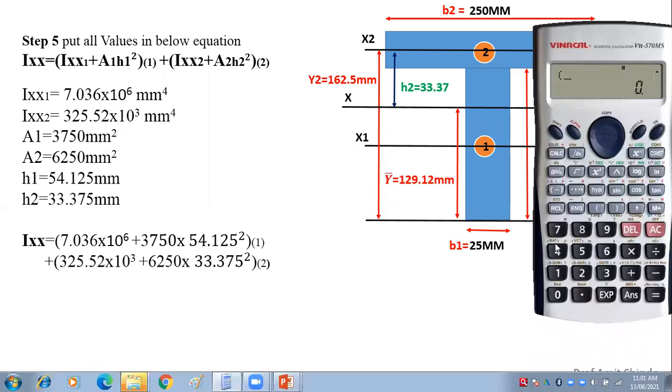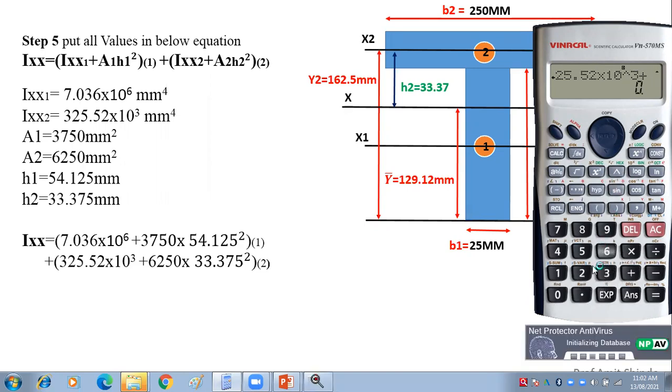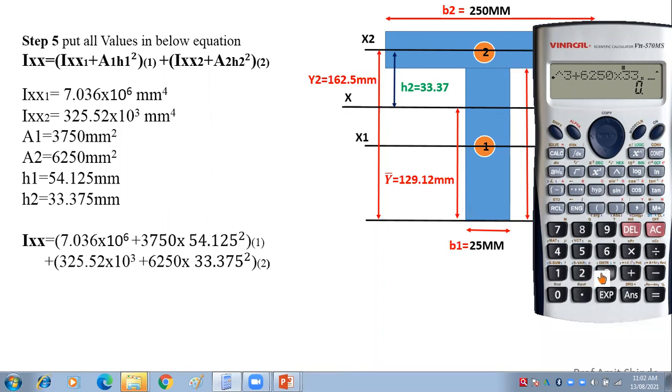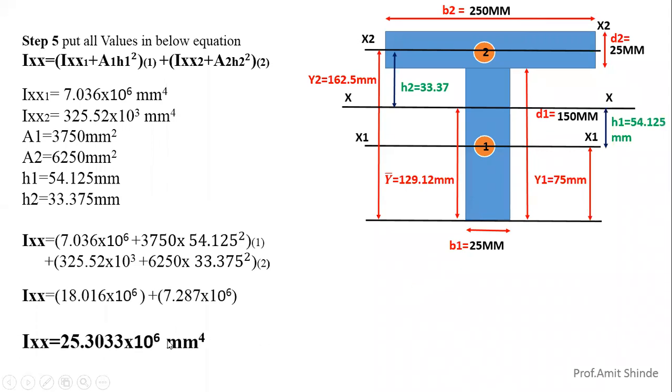If you solve this, bracket 7.036 into 10 raised to 6 plus 3750 into 54.125 square, bracket complete, plus again the bracket 325.52 into 10 raised to 3 plus 6250 into 33.375 square, bracket complete, is equal to 35.30 into 10 raised to 6 millimeter raised to 4.